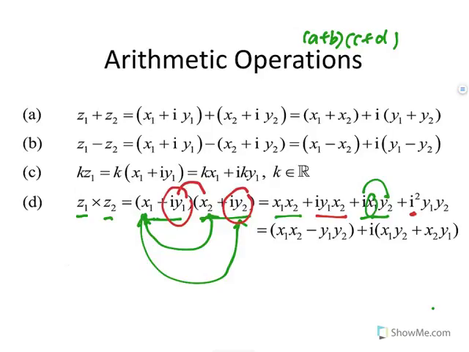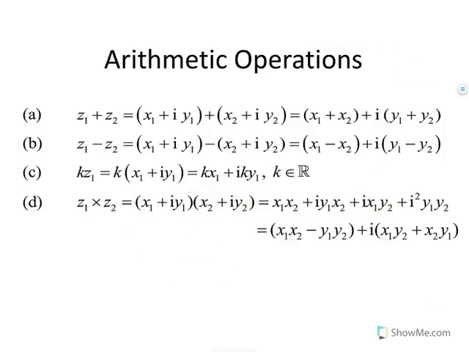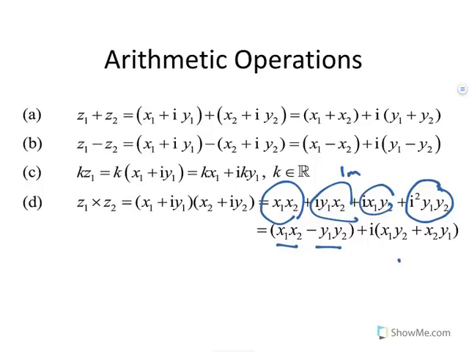What is i squared? i squared is just negative 1. So from here, children, if you observe carefully, this will be your real part, because i squared is just negative 1: x1x2 minus y1y2. This will give you the imaginary part. So for multiplication of complex numbers, you just multiply them distributively.